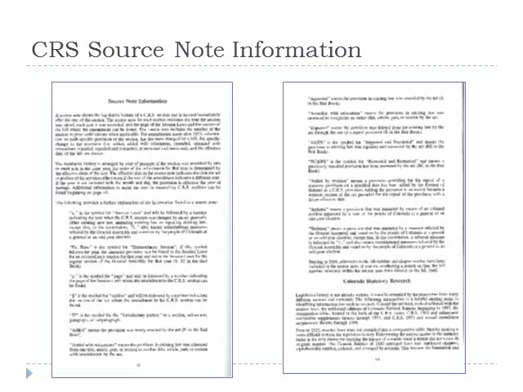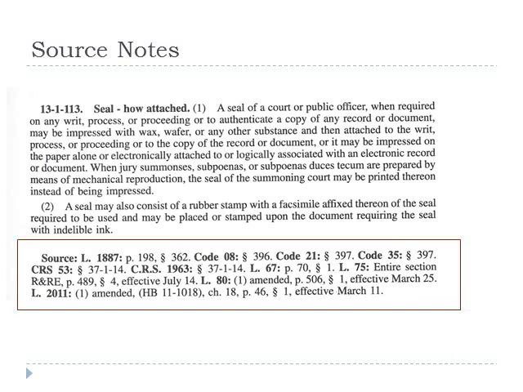So knowing that information, let's now go back to the source note and see if we can figure out what some of those abbreviations mean. The first one we see is L1887, page 198, section 362. What that means is that this statutory code section originated in the 1887 session of the Colorado General Assembly. And if we found that volume in our law library and turned to page 198, we would see the original version of this code on how to seal and how it is attached.